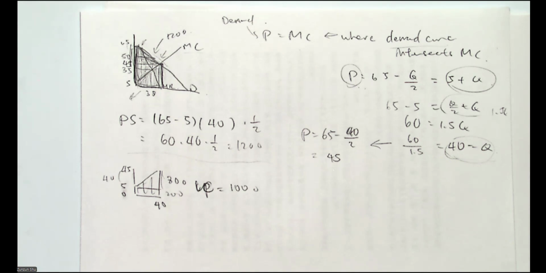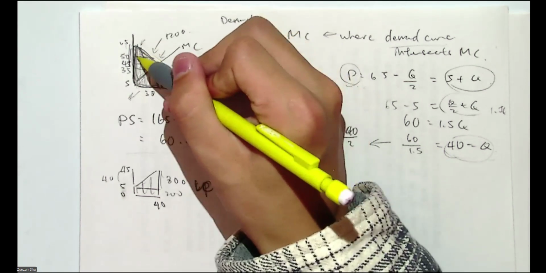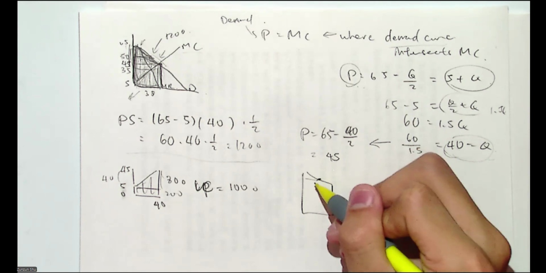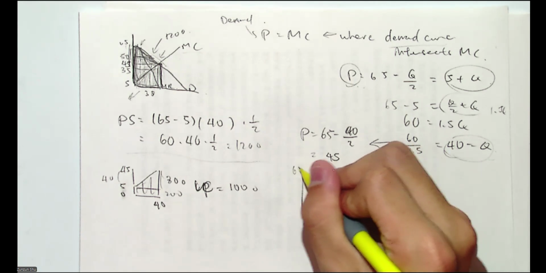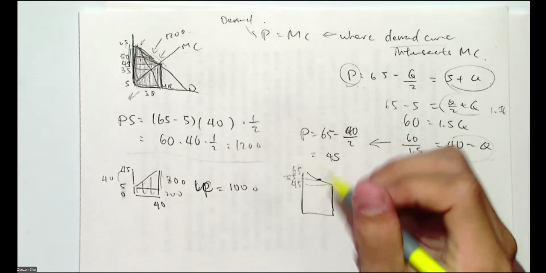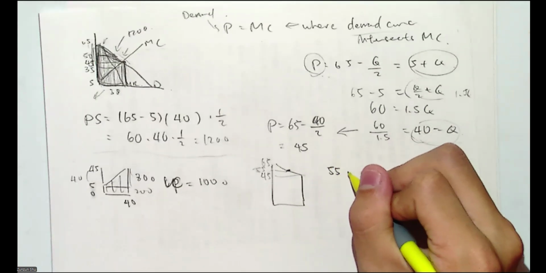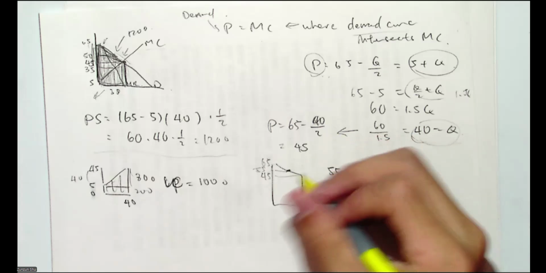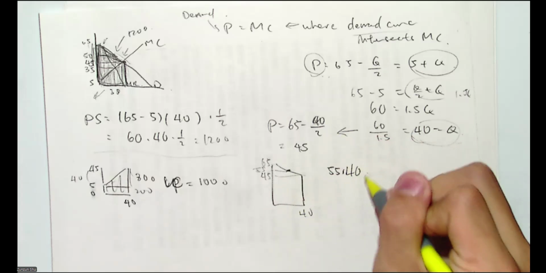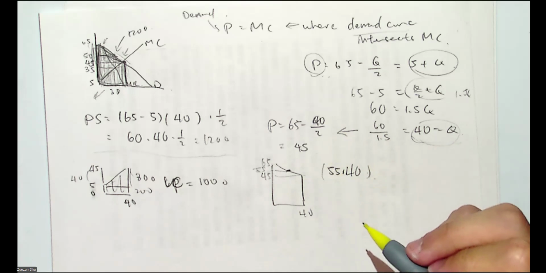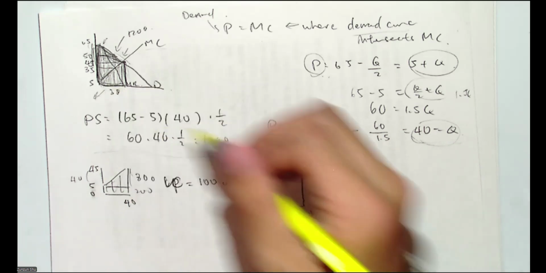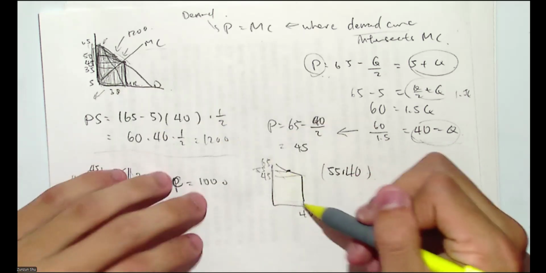But then it also occurred to me that one of the ways to find this might be just to use the midpoint, which is here, between 65 and 45. So that would be 55. And if you do 55 times 40, you don't need to use the 1/2 here, because this is not a triangle, this is a trapezoid, right?